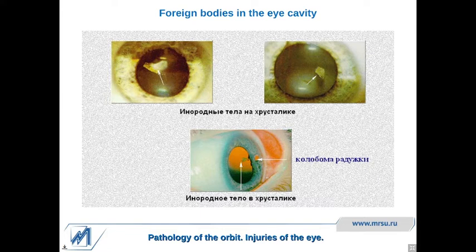Here are pictures of foreign bodies in the eye cavity. They are in the lens. The first and second are foreign bodies in the lens. On the second picture, on the upper line, you see the shadow behind the foreign body. And on the third picture, you see the collarette of the iris. It means the round wound of the iris, and behind it in the lens there is a foreign body.